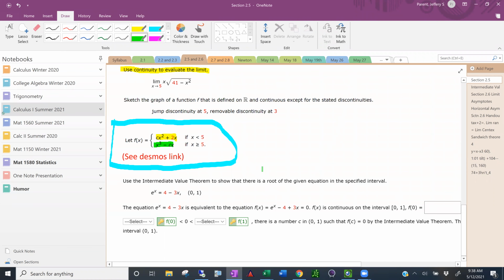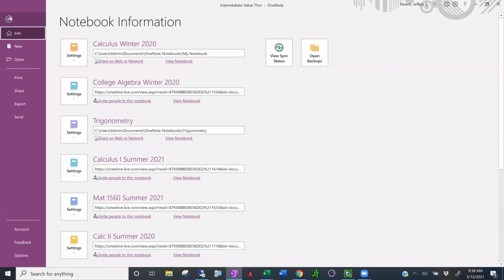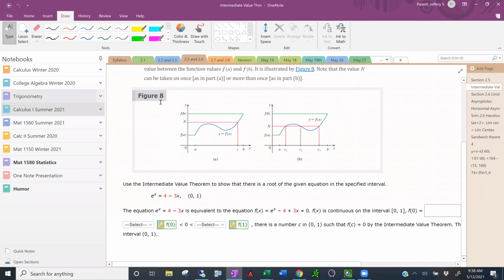And one of the handouts that I put online was for the intermediate value theorem. And let's discuss that next. So let's see. No, back here. Maybe I can make this a little bit bigger.